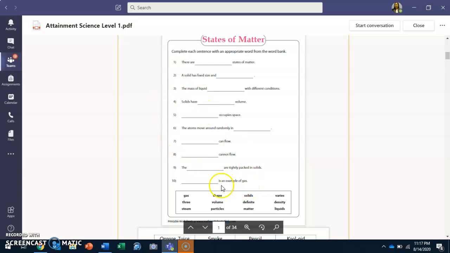Yes, great answer. Number 8. What cannot flow? Great job. And number 9. The blank are tightly packed in solids. So what is tightly packed in solids? Yes, and what is number 10? Blank is an example of gas. Steam. Great job. So go ahead and answer this to the best of your ability.